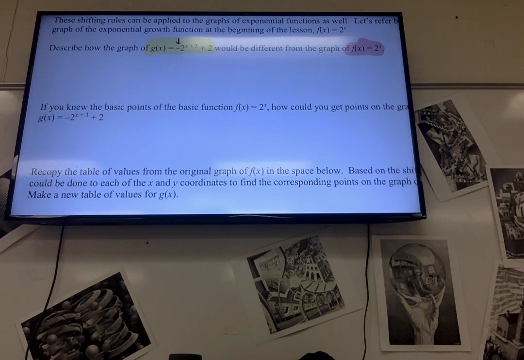I'm just going to go in order from left to right. First, we see this negative. That negative means that it's going to reflect over the x-axis. Flips this way. So if it was growth, it makes it decay. If it was decay, it makes it growth.